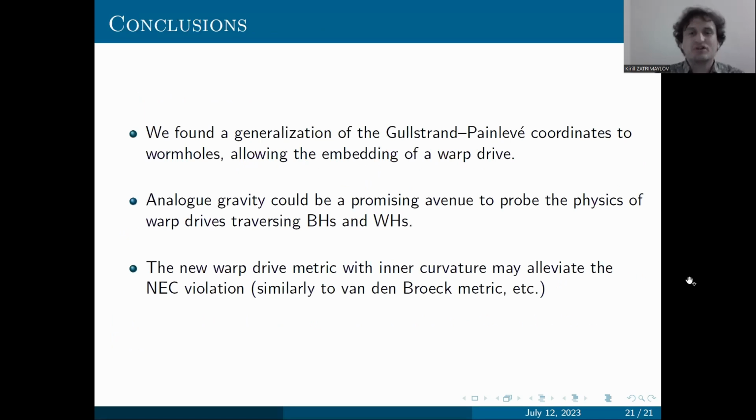So our conclusions are the following. We have found this mapping between the Morris-Thorne wormhole metric and a quasi-warp drive type metric with the form factor. We are hoping that models like these could be observable in analog gravity experiments, and for now we are also looking into this new type of warp drive metric, which may be able to reduce the amount of exotic matter needed for a warp drive.